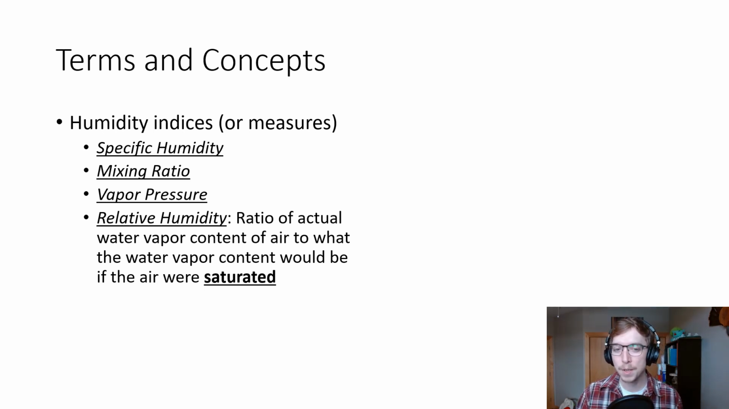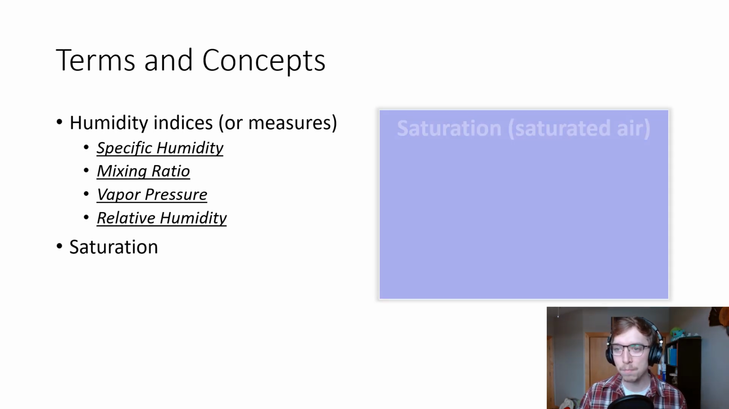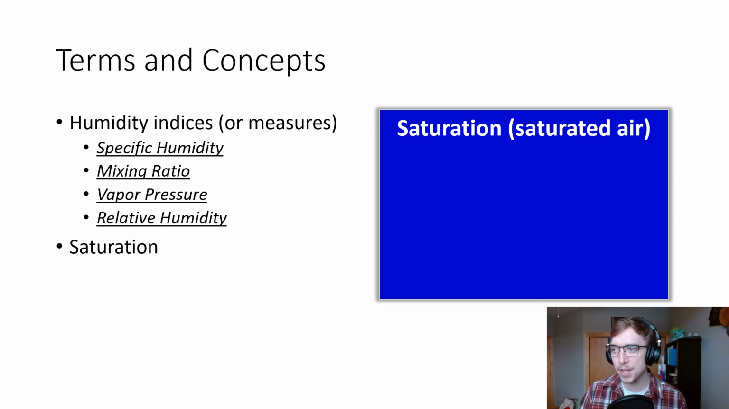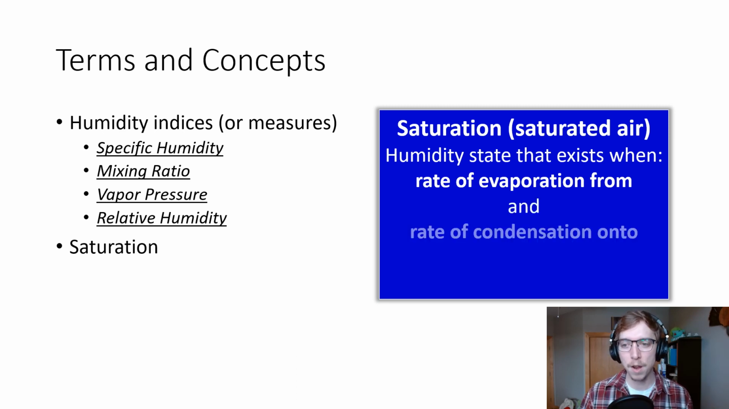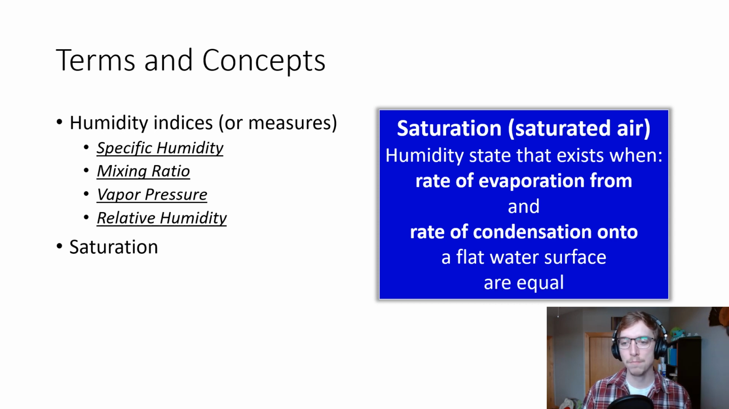during precipitation events. What does saturation mean? Well, saturated air is just a humidity state that exists when the rate of evaporation from, and the rate of condensation onto, a flat water surface is equal. Pretty simple. It just says that the rate of water condensing, gas to a liquid, and the rate of water evaporating, liquid to a gas, are equal. That's what saturation is, in pure sense.